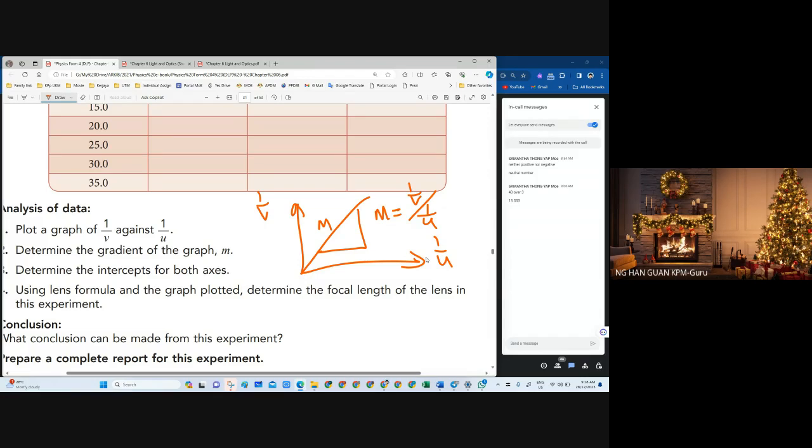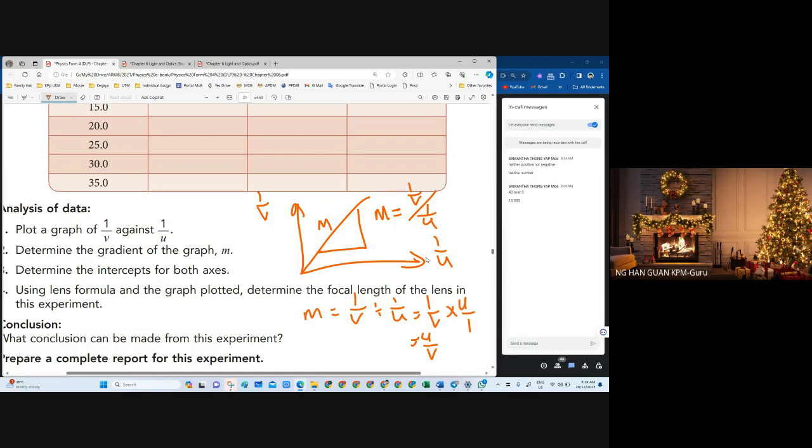So then the gradient presenting is what? 1 over V over 1 over U. Okay, so when we do this gradient, 1 over V divided by 1 over U is the same as 1 over V multiplied by U over 1. So it means that it's U per V. What do you get? How did you do that with the lens equations?